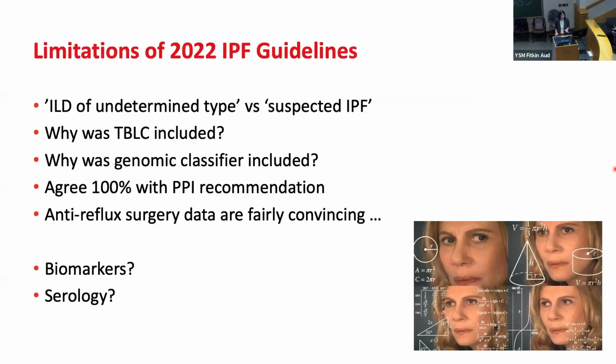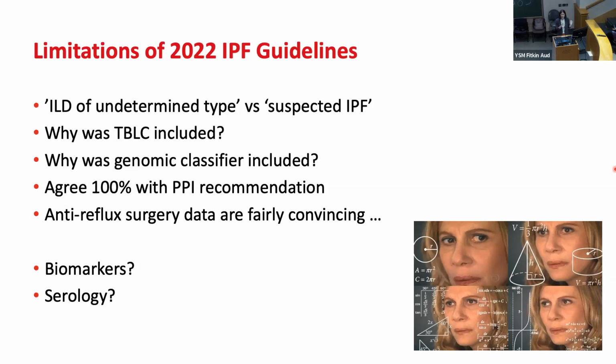So, limitations of these guidelines, I feel a little confused. The PICO questions were of ILD of undetermined type, whereas the prior ones were in patients with suspected IPF. Are we applying these guidelines to patients with ILD of undetermined type or people with suspected IPF? Those are two very different populations, and it's a nuanced interpretation of the guideline. I'm not sure why cryobiopsy was included in there or the genomic classifier.